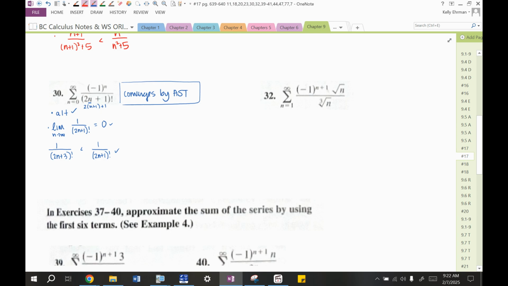And for 32, we have an alternating series again, -1 to the n plus 1. Now I'm going to do my limit as n approaches infinity of square root of n over cube root of n. Now again, technically that's infinity over infinity, but remember back in chapter 1, we learned how to evaluate these indeterminate limits. Go ahead and subtract before you just jump into L'Hopital's method.